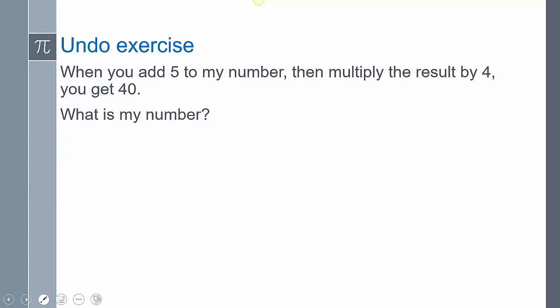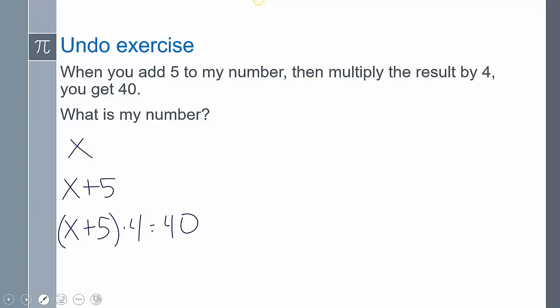All right, so let's talk about that. I said when you add 5 to my number, then multiply the result by 4, you get 40. What's my number? So what was a way for us to figure this out? A pattern that you should have realized is that working backwards, or undoing each of those steps, is going to give me my number.